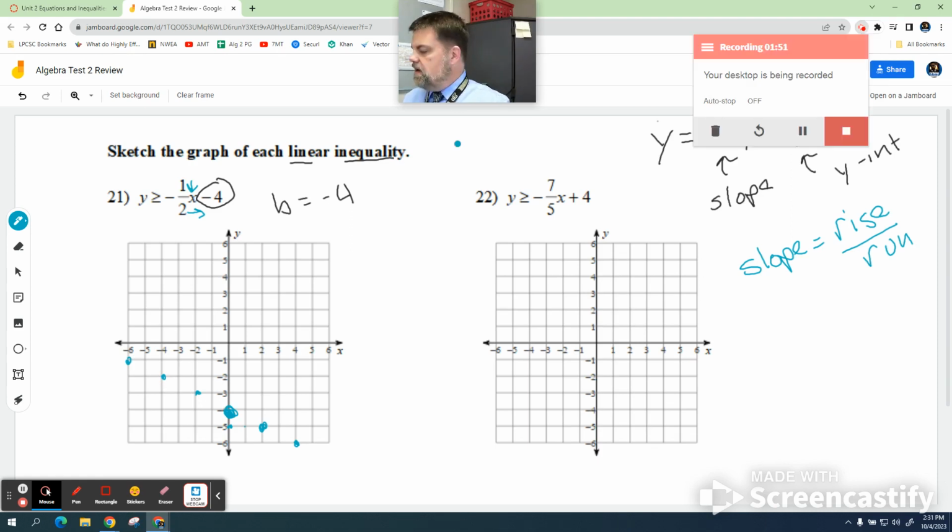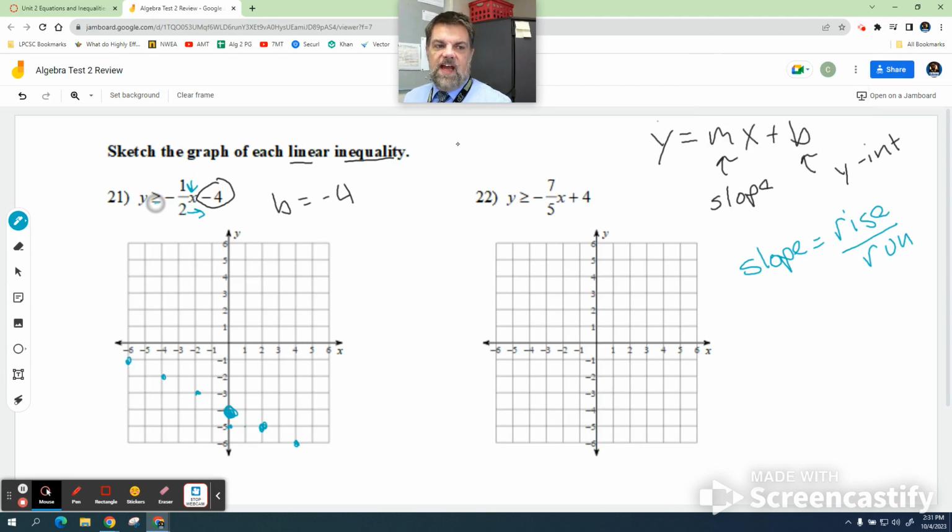So from there, I got to check to see if I have this equal sign. If I have an equal sign, right, if I have this or this, I draw a solid line. This is like the open circle, closed circle. If I have this or this, I write a dashed line. That lets us know whether or not we include those values on the line or not. So I'm going to do a solid line because I do have an equal sign.